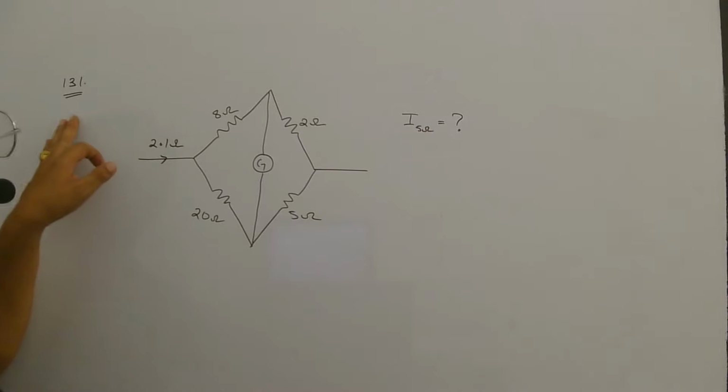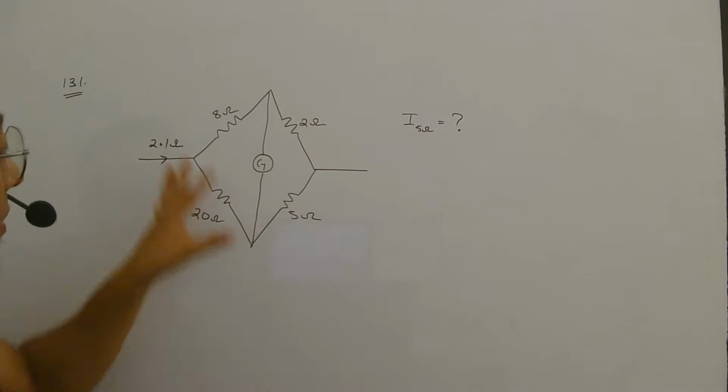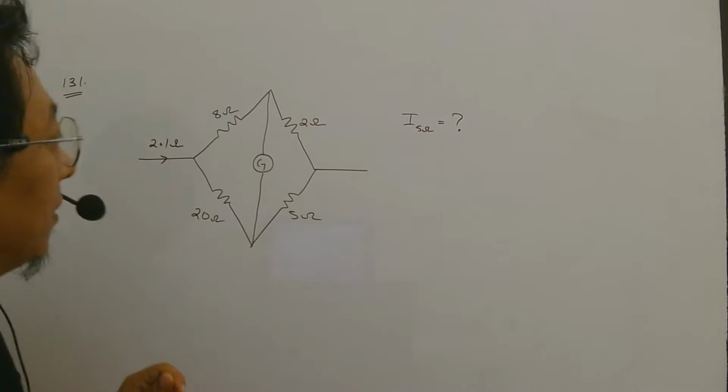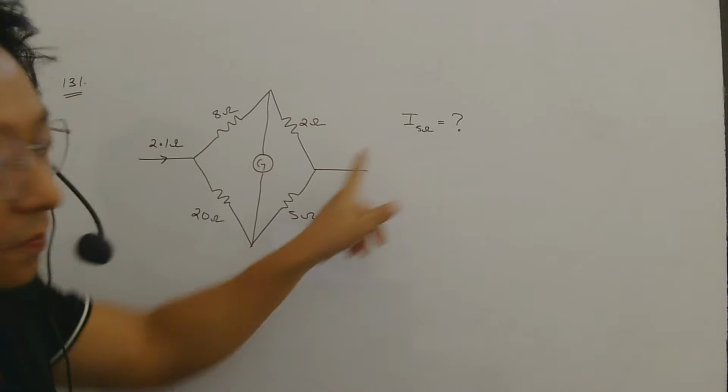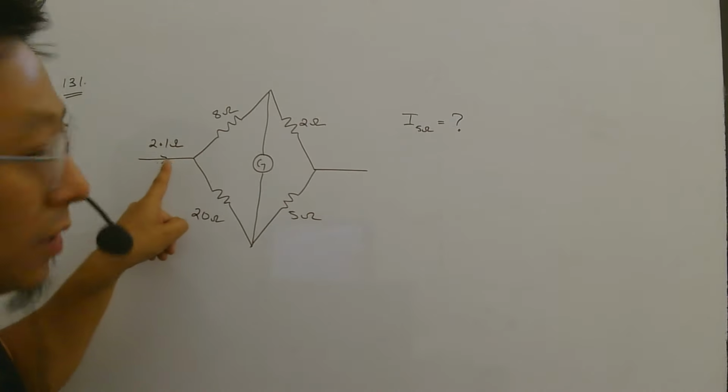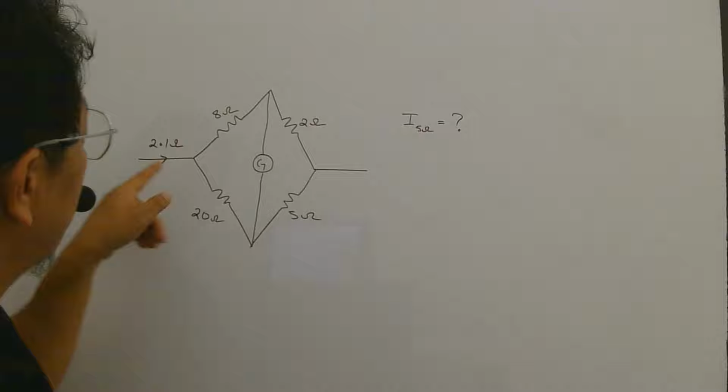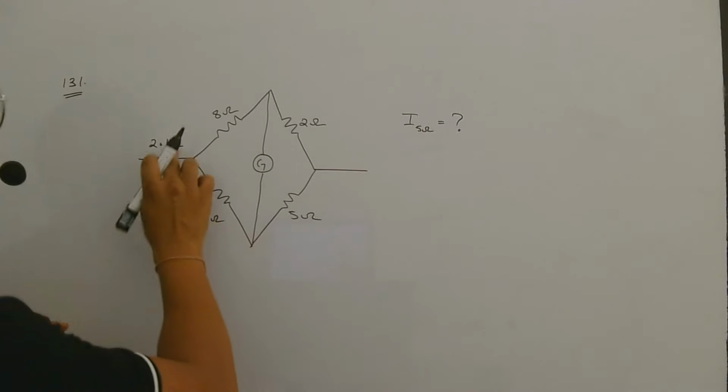Now in question number 131, they have given this circuit and we have to find the current in 5 ohm. The main current, the total current which will divide here, is given as 2.1 ampere.